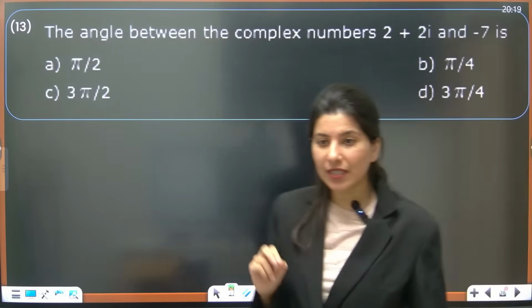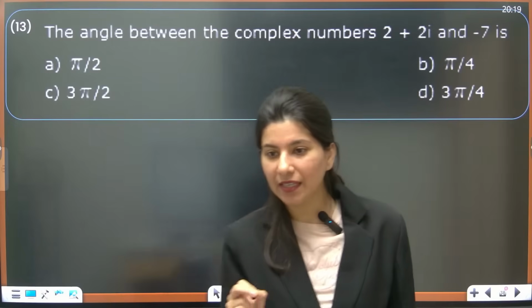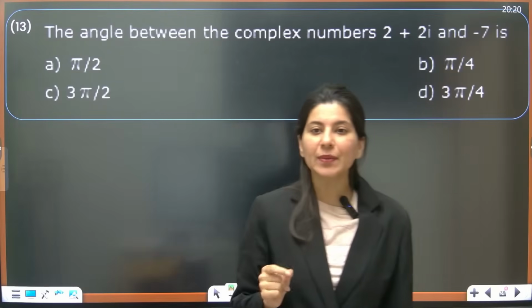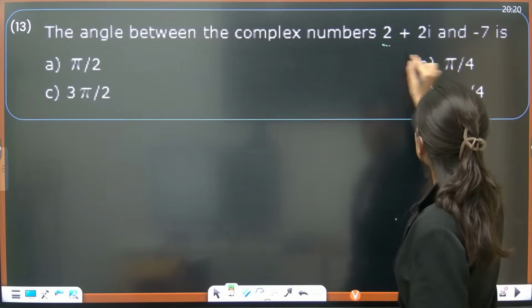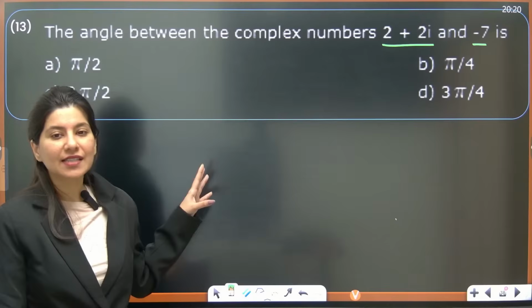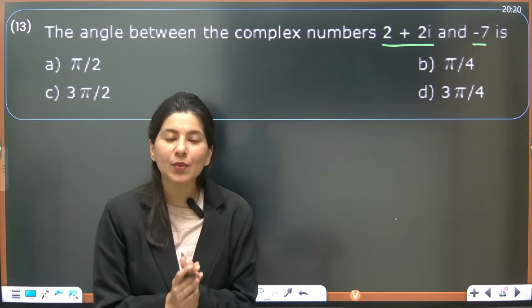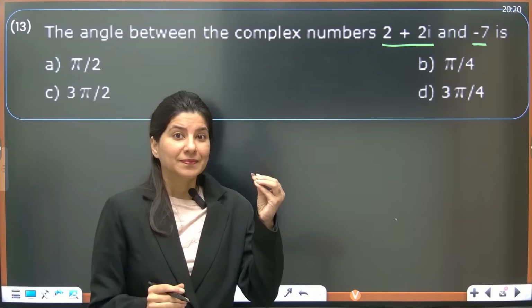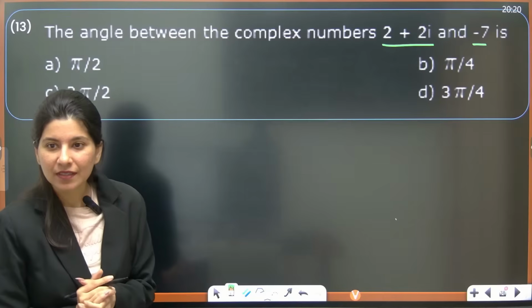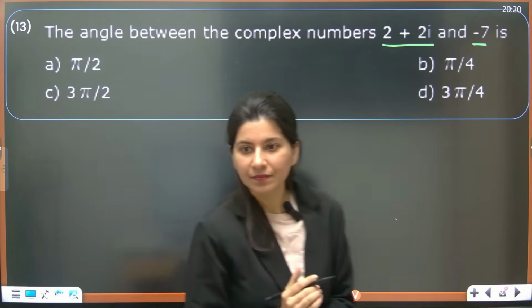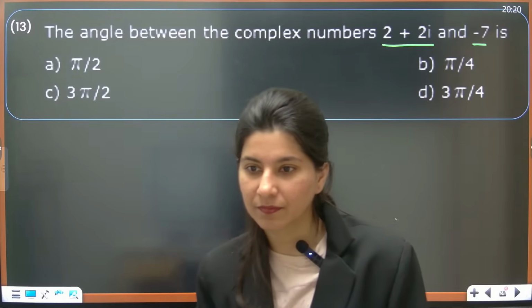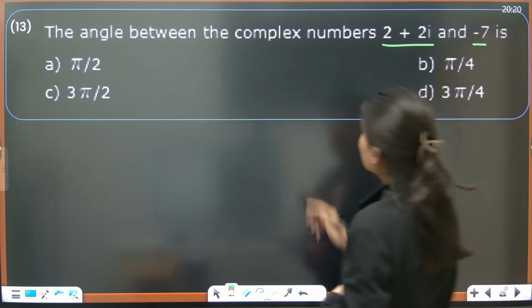And this very question, the next question which is right here on your screen, can anybody tell me the answer of this question? Quickly. Angle between the complex numbers 2 plus 2 iota and minus 7. Very basic question. I will not even consider this as a question of complex numbers. This is a direct question from basic geometry.